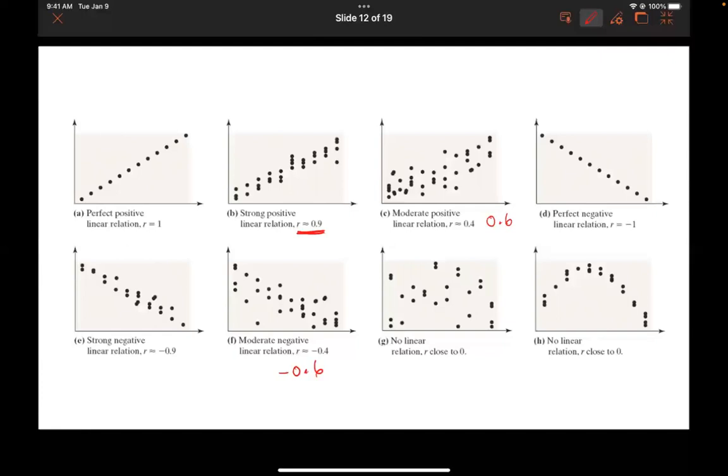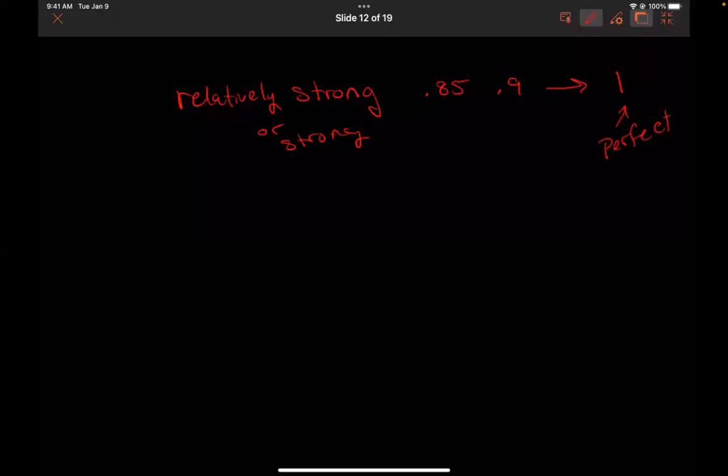Here's my rule of thumb. I'm going to put it on another page. This is just my rule of thumb, so I am not going to get mad at you if you do it different than me. I would say moderately strong, or use an adverb in there. Relatively strong is a good one. Relatively strong could be like 0.85 to 0.9, or just say strong. Or all the way up to 1, because 1 is perfect. But anything probably between 0.85 and 1 is probably strong or relatively strong, depending on what words you want to use.